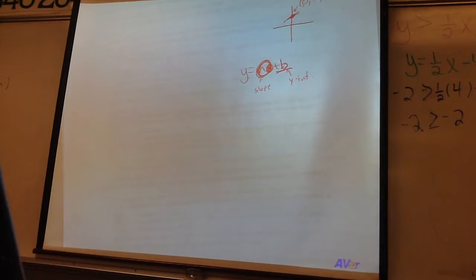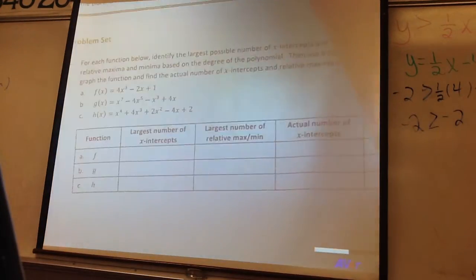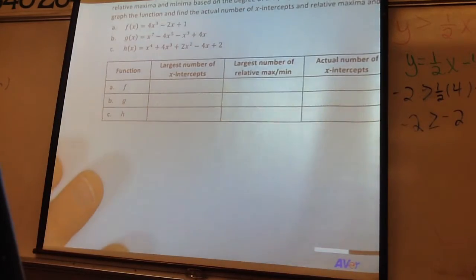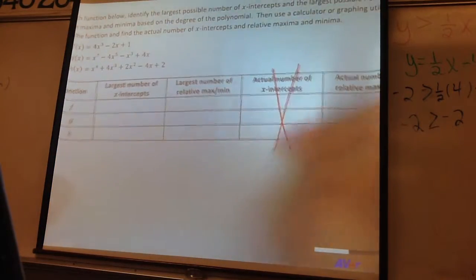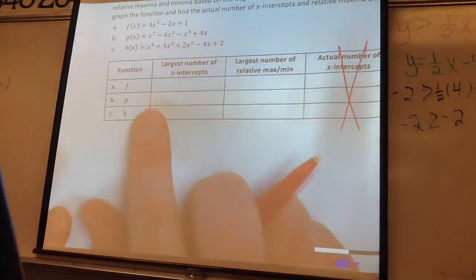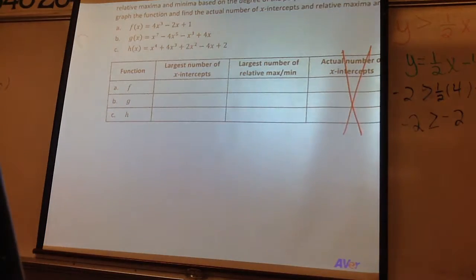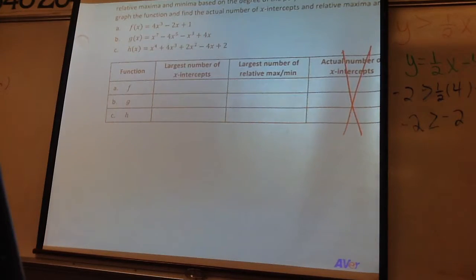Moving along. Hey, look at relevant vocabulary. We need vocabulary in all classes. We're going to do some problem set ones real quick. We're not going to follow the directions, and we're not going to actually graph it. Just look at F, G, and H right here and tell me the largest number of x-intercepts it could possibly have and the largest number of relative max and mins it could possibly have. That should take around 12 seconds. Go.